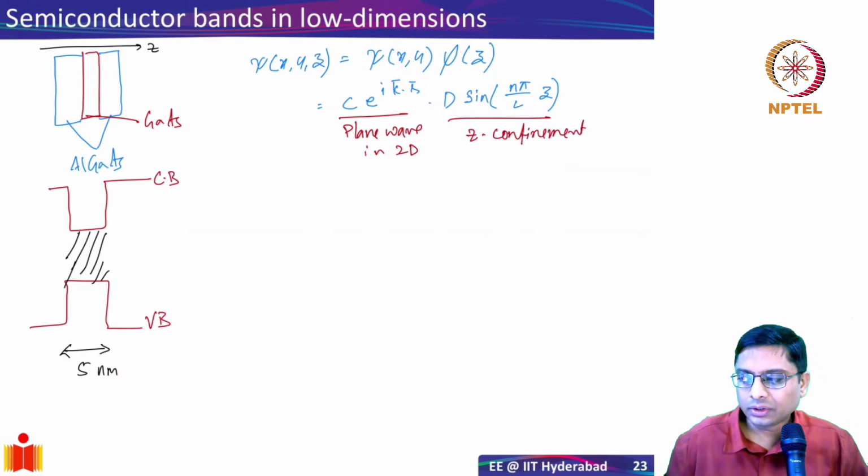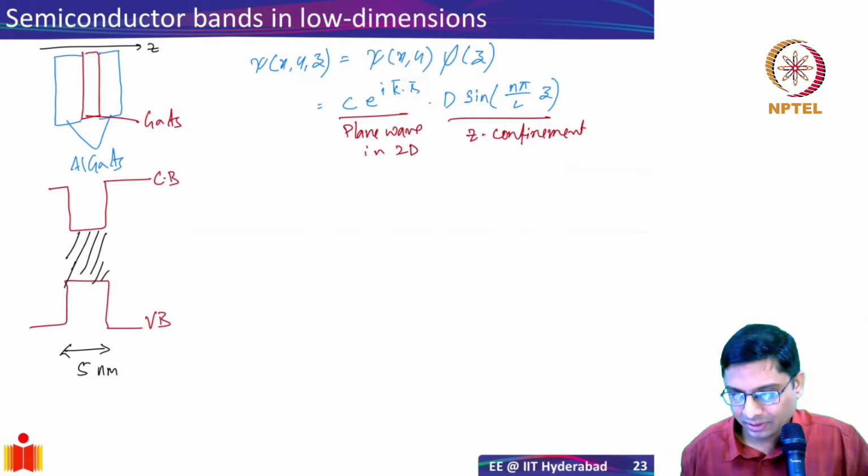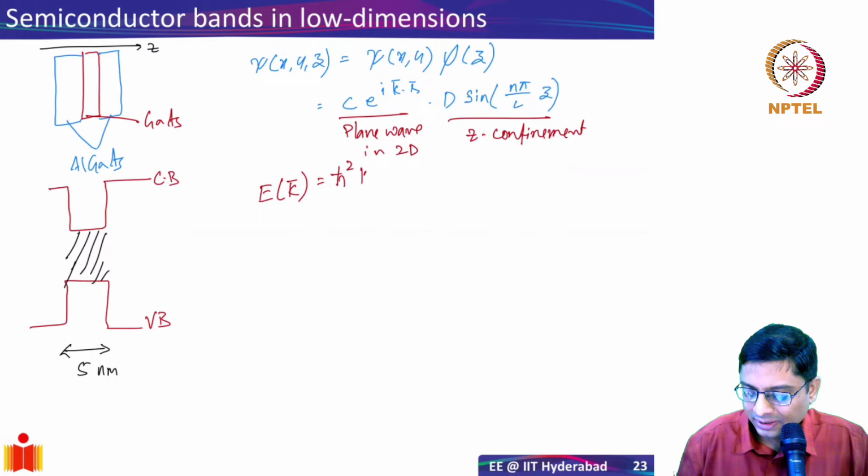All right. So what happens? Well, just remember that this k is essentially in xy. It's kx x cap plus ky y cap, and similarly r is going to be x x cap plus y y cap. Once you have a scenario like this, the dispersion changes now. Originally the dispersion, if I talk in terms of vectors, was basically h cross square k square by 2m.